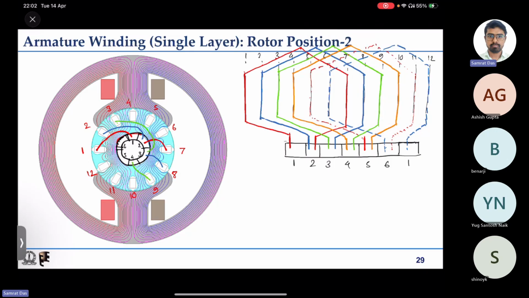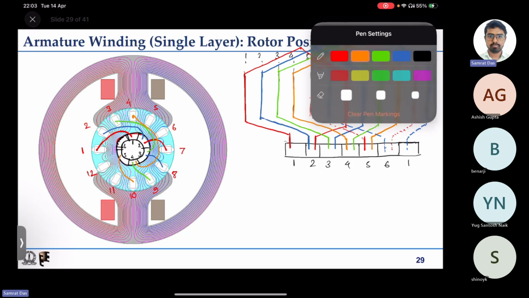Then it has to come out from slot number 4. It has to go to commutator number 4, to slot number 4. It will come out from slot number 10 and it will go and get connected to commutator number 5.